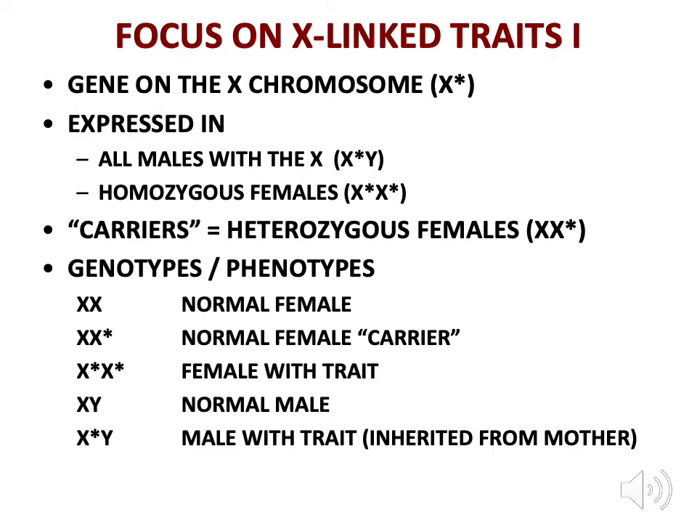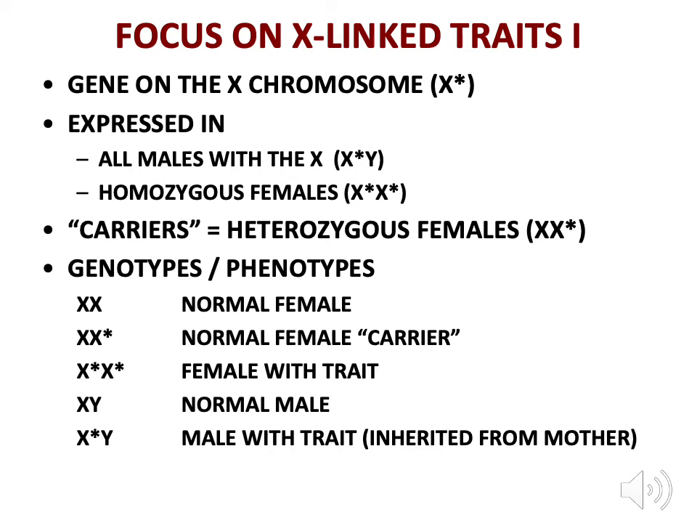Let's focus on X-linked traits. We know already that if you have a gene located on the X chromosome, it is described as an X-linked trait. Wherever the chromosome moves, that trait will move as well, and a lot of times it's going to be associated with gender. So we're going to denote the presence of a gene on the X chromosome as X asterisk, as opposed to an X that doesn't have the gene.